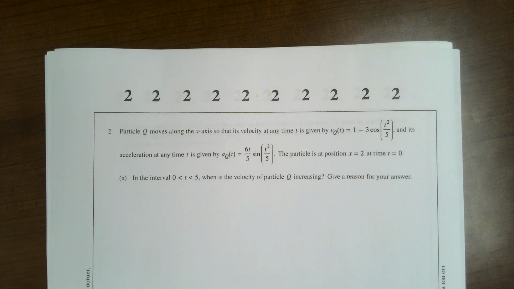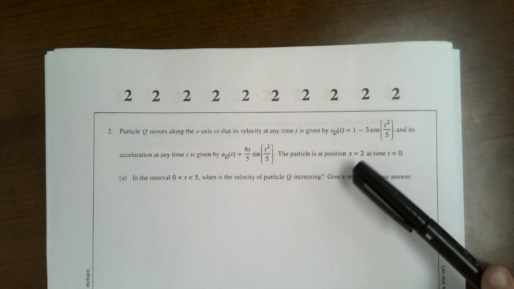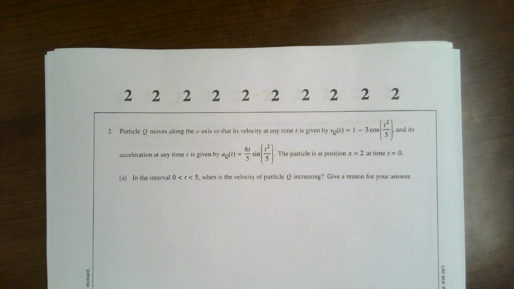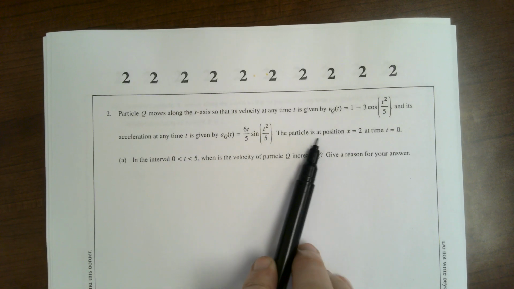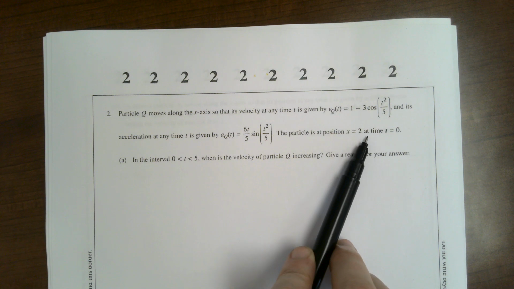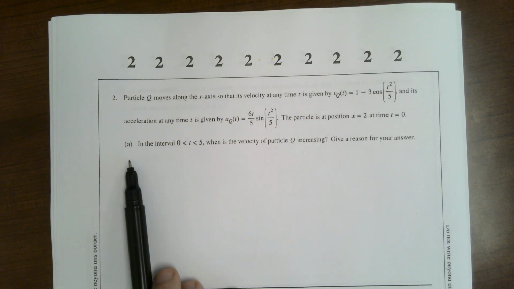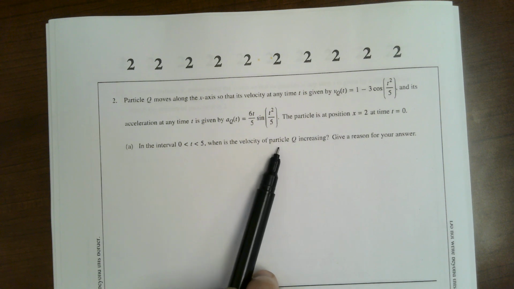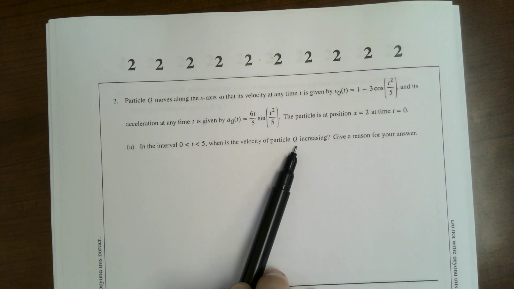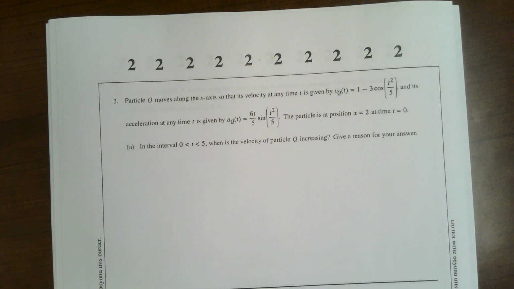Okay, guys, so here's the second one. Particle Q moves along the x-axis so that its velocity at any time t is given by this here, and its acceleration at any time t is given by that. The particle is at position x equals 2 at time t equals 0. Part A. In the interval 0 to 5, when is the velocity of particle Q increasing? Give a reason for your answer.